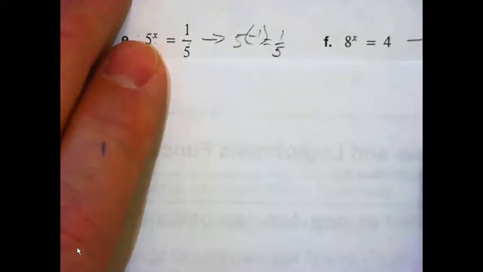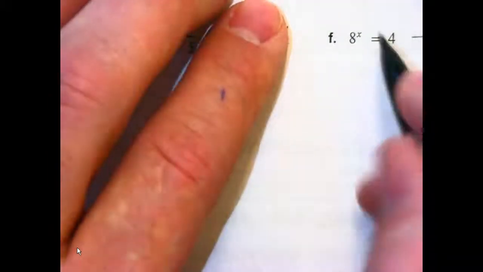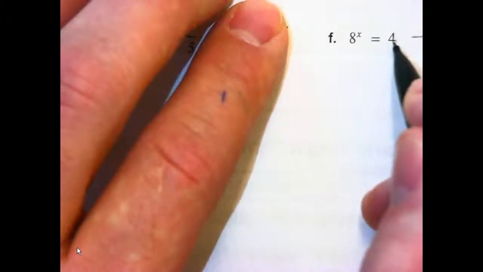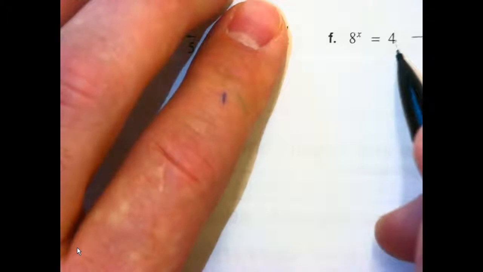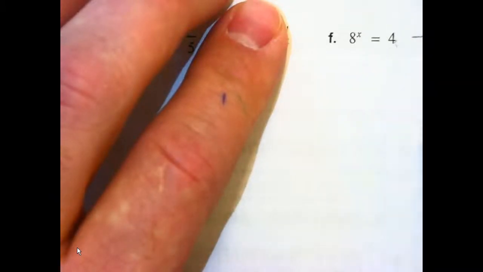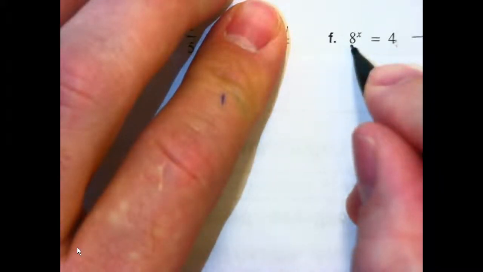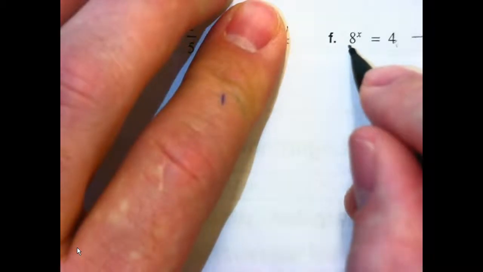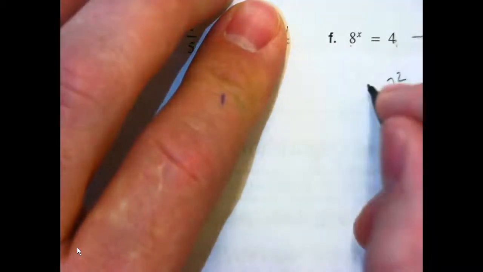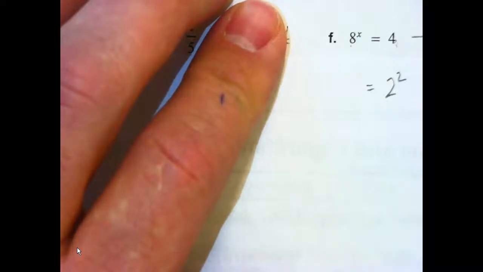More specifically, like on letter F here, you could think, well, 8 to the power of x equals 4. I know that this is a base 2. 4 can be written as base 4. It can also be written as base 2. Okay, so this is 2 squared. 8 can be written as base 2. Can it be written as base 4? No, not in a perfect base 4, meaning 4 to the first, 4 to the second. Right? 4 to the second is 16.